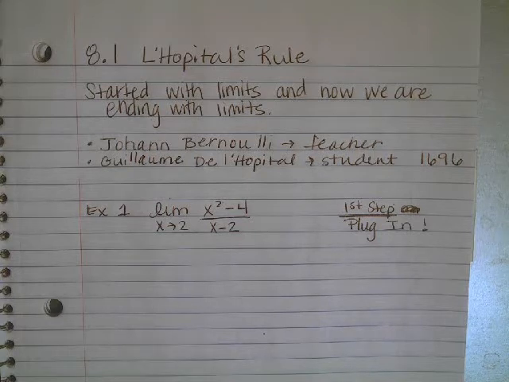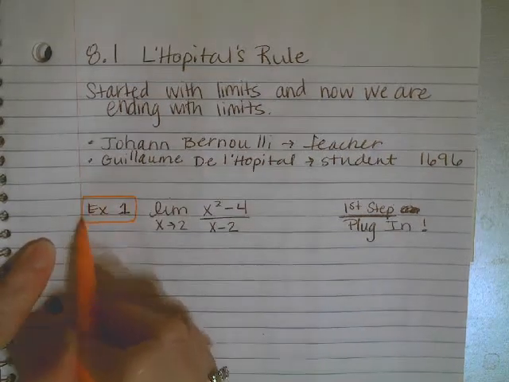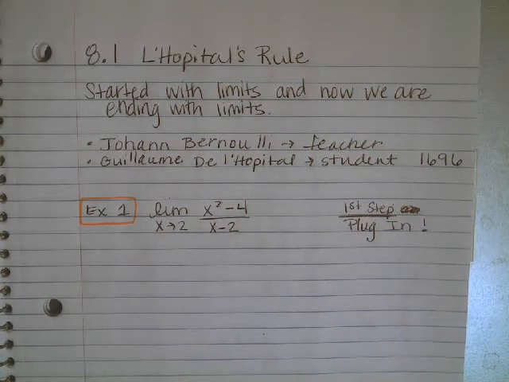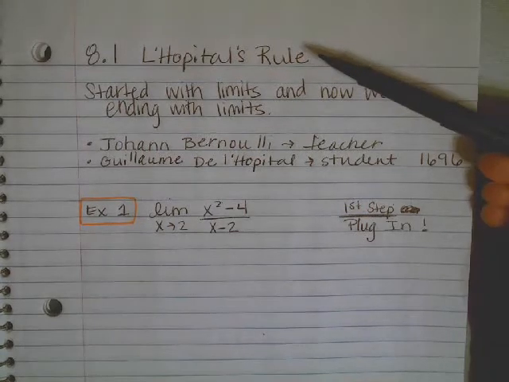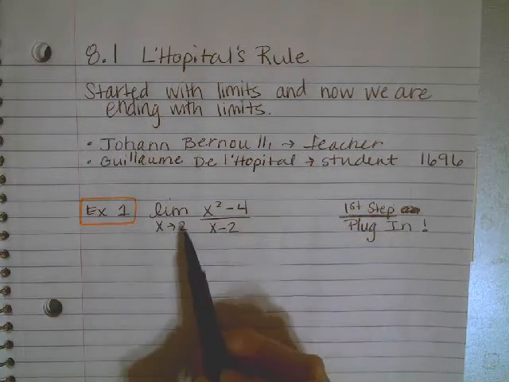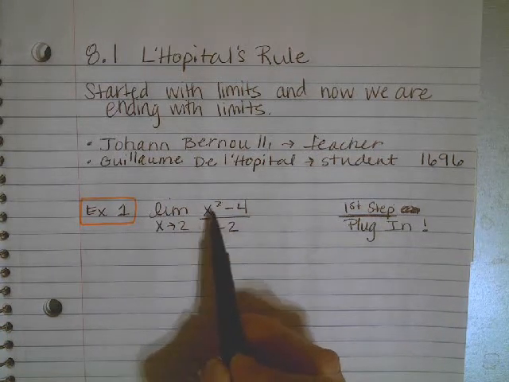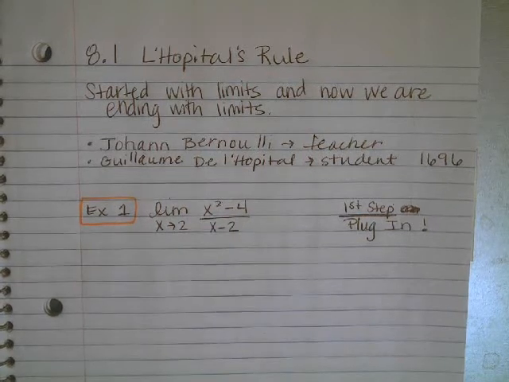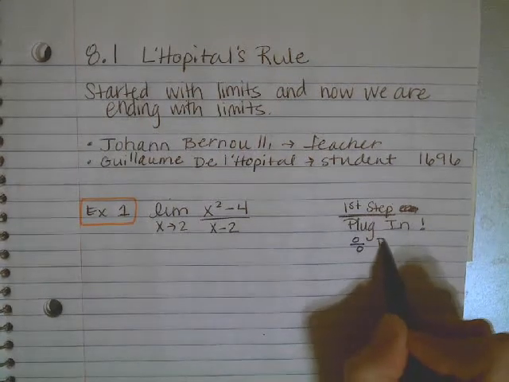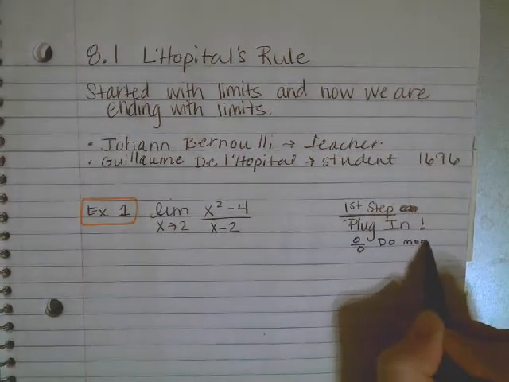Normally I do a proof and a discovery for this lesson, but we're just going to dig right in. Example 1. We have done this problem before at the very beginning of school. Your first step with limits, no matter if it's L'Hopital's rule or Chapter 2 rule, is you always plug in. So if I plug in here, I get 0 over 0, which is an indeterminate form. And we learned that that means do more work.